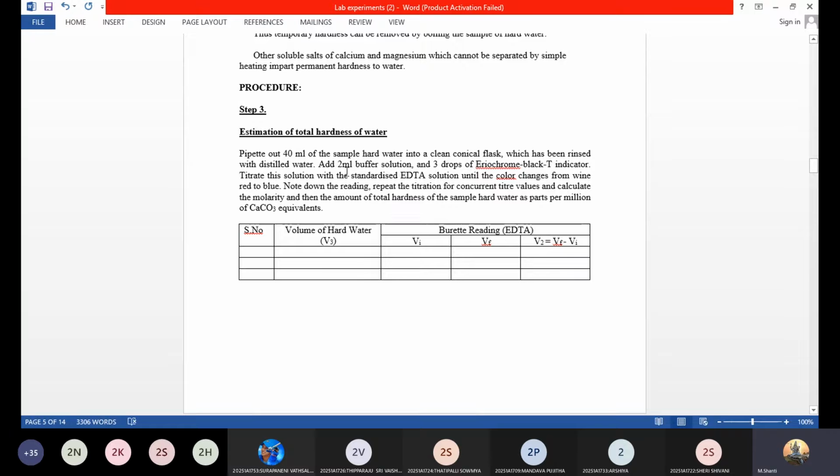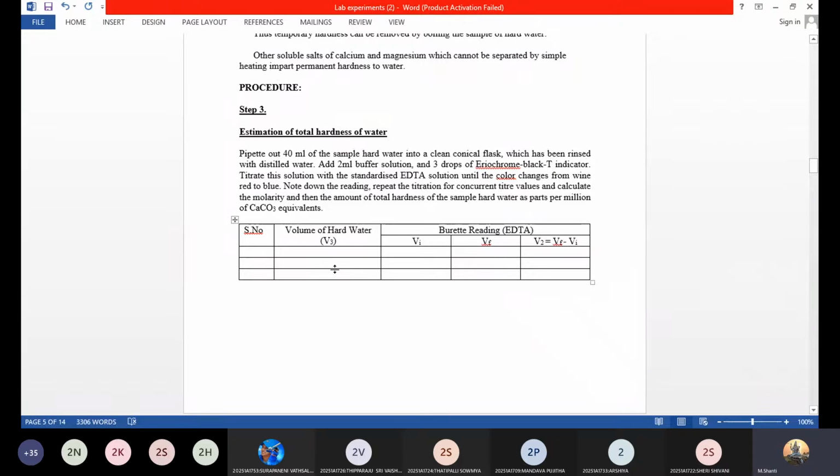Now add 2 ml of buffer solution. 2 ml roughly comes around 10 drops of buffer solution, and then 3 to 4 drops of Eriochrome Black T indicator. Now titrate the solution with the standard EDTA solution and the color changes to blue at the end point.